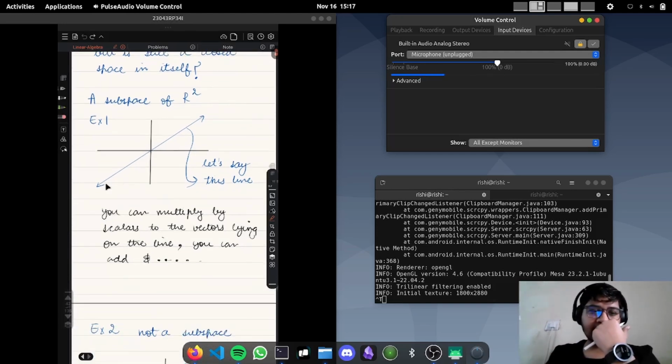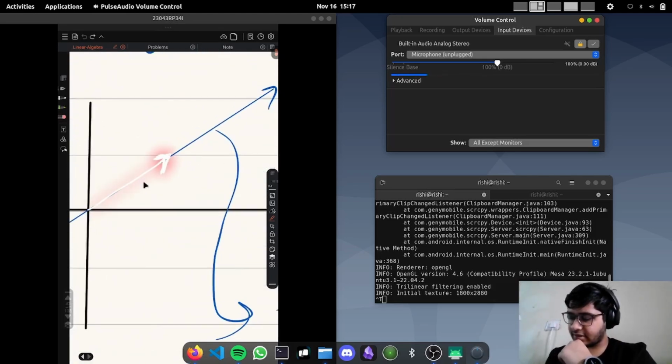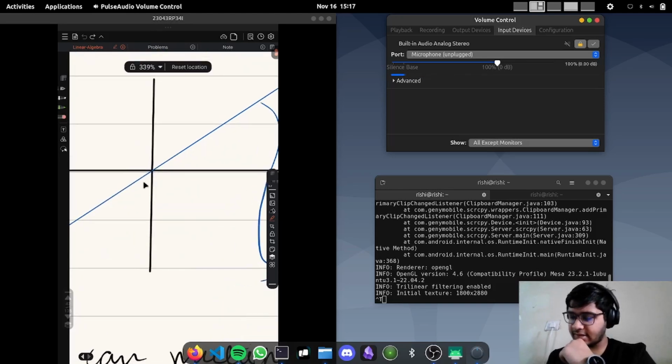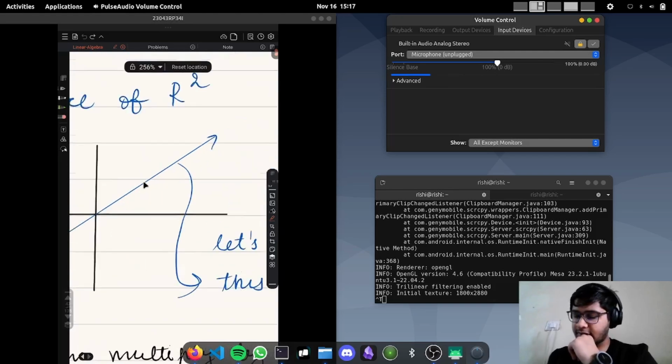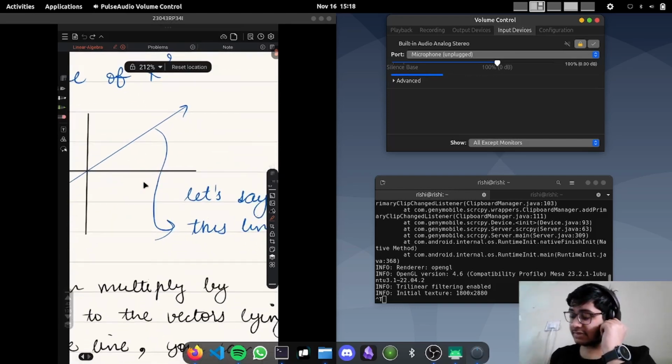Okay, let's assume this line. Any vector on this line, we have one vector on this line, we have another vector on this line, the summation of these vectors lies on this line. We have this vector, we multiply it with 2, it will still lie on this line. So linear combinations of any sort of vectors on this line still exist on this line. So this is essentially a subspace of R2.